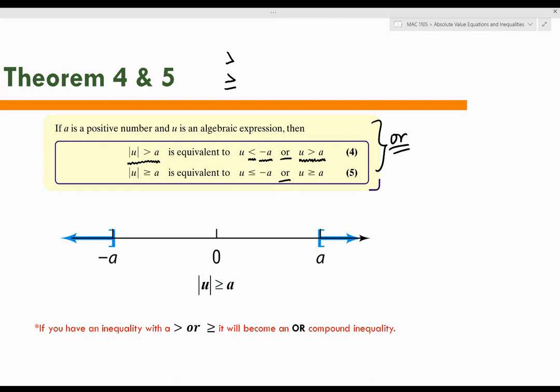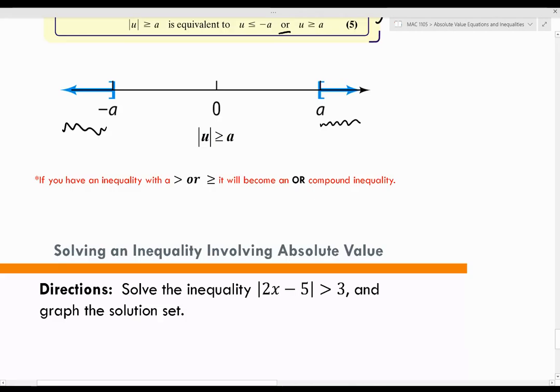Now you'll notice when it comes to the answer that it looks like you shade away from the first one and you shade away from the second one. There is not an intersection between the two, okay? So you're always shading on the outside of your answers, okay? These create or compound inequalities, all right? So let's look at an example.